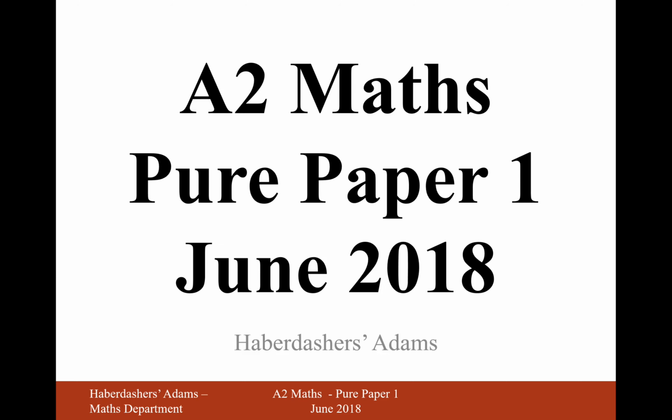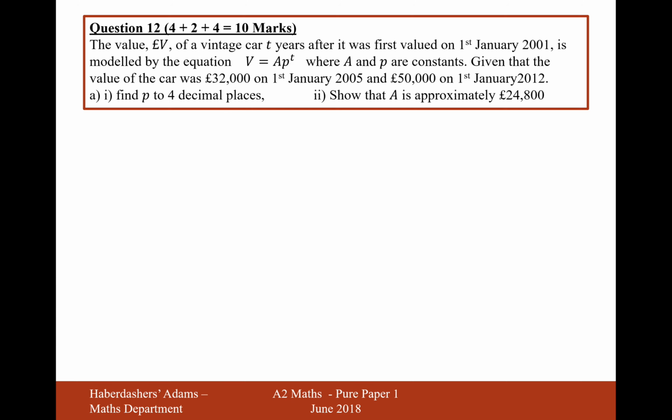Hello there and welcome to A2 Maths from June 2018, paper 1, and here we're looking at question 12, an exponentials log-based question. The value v of a vintage car t years after it was first valued on the 1st of January 2001 is modelled by the equation v equals a p to the power of t, where a and p are constants. Given that the value of the car was 32,000 on the 1st of January 2005 and 50,000 on the 1st of January 2012, part (a)(i) is find p to 4 decimal places.